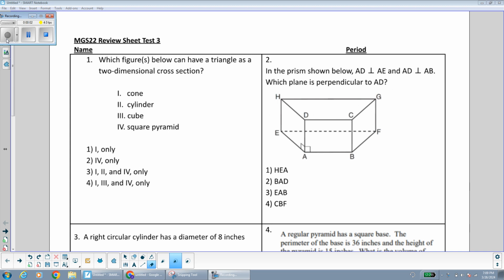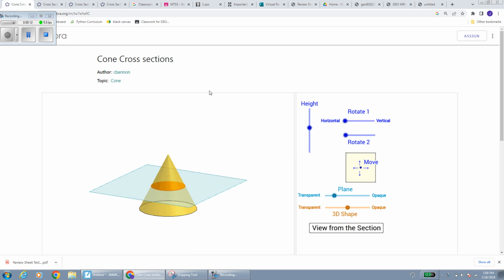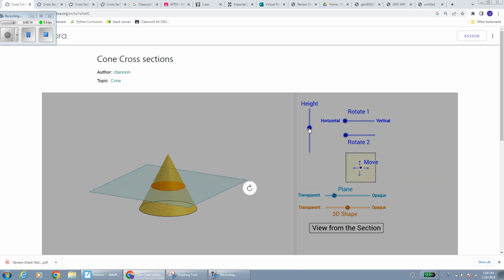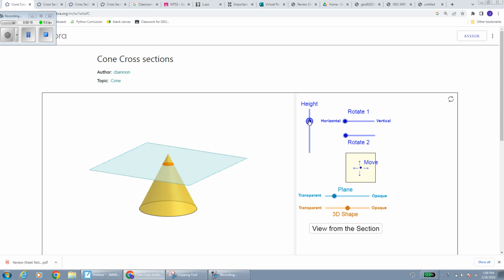In question 1, we're looking for which figures can have a triangle as a cross section. So let me show you the cone first. For a cone, if I take the cross section that is perpendicular to the base, I will get a triangular cross section.